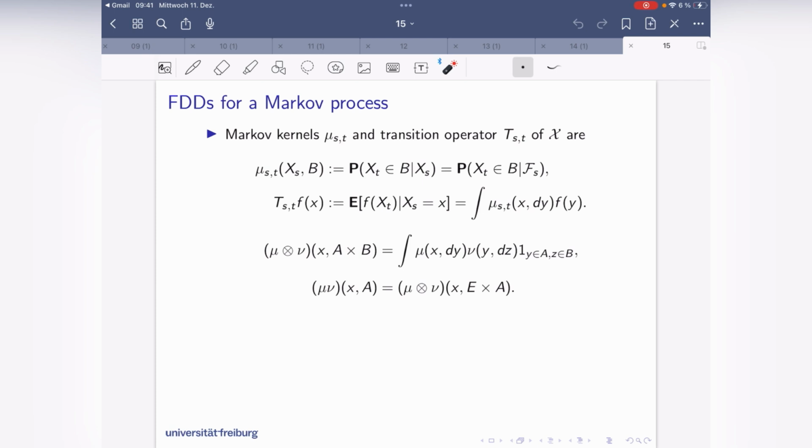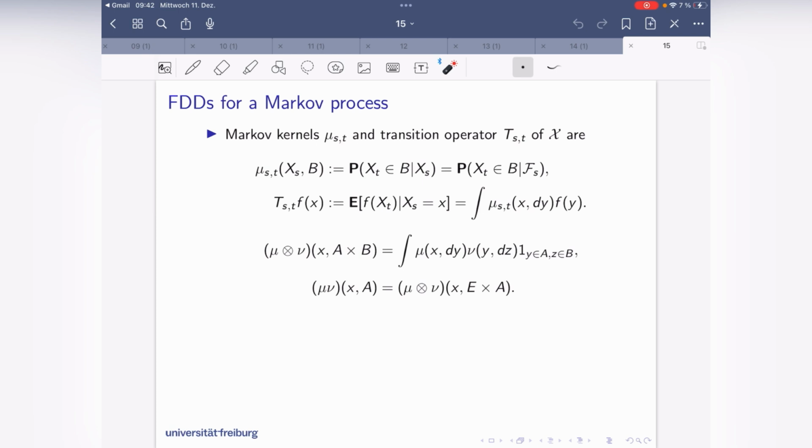So, up to now, we learned about the Markov kernels μ_st. So, that was the probability to go from some x_s to some set B between times s and t. And transition operators. And we always had the duality that these two carry the same information, so to speak. The only difference is that the μ's give you probabilities to go somewhere, and the T's give you expectations of some functions. Usually f is something continuous, but if f were an indicator function of B, let's say, then T_st of this indicator function is equal to μ_st.